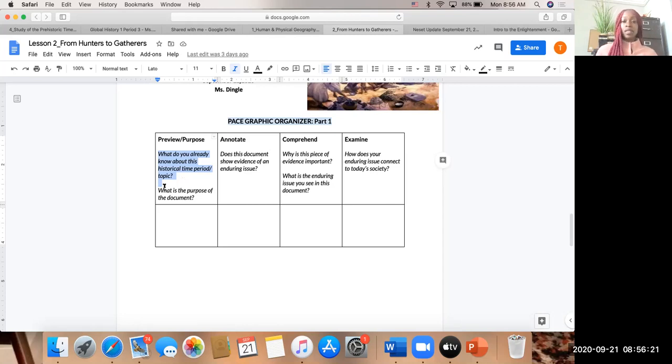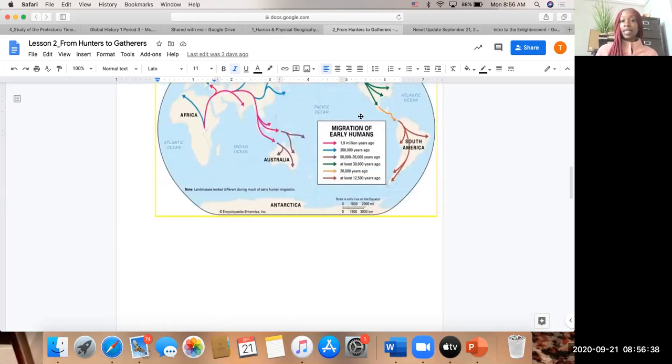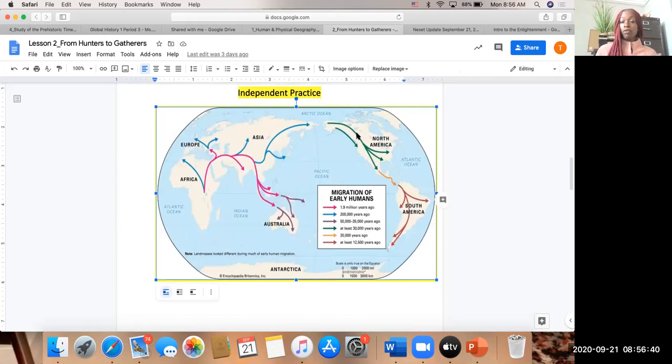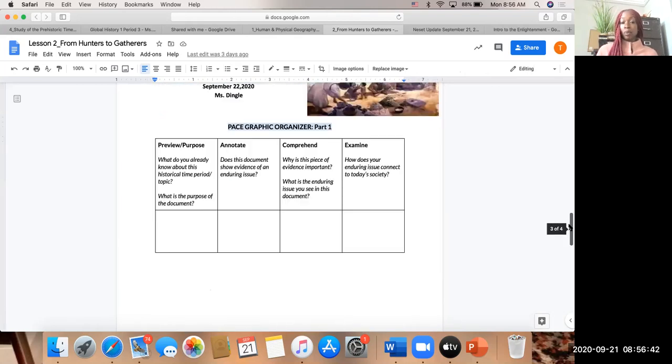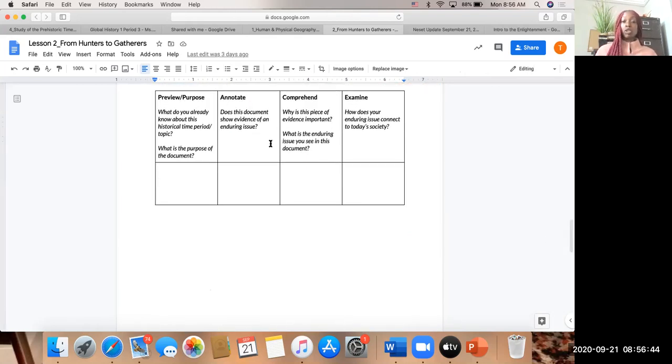What is the purpose of this document? I can always look at the key for my evidence. If the key says something about the title or what's being shown, that's usually the purpose of it. So if you look back at the map here, the key says migration of early humans. So I'm going to decide that the purpose of this document is to show or depict the migration of early humans, all right?